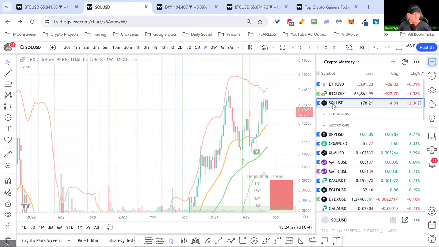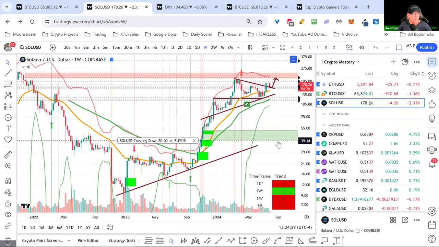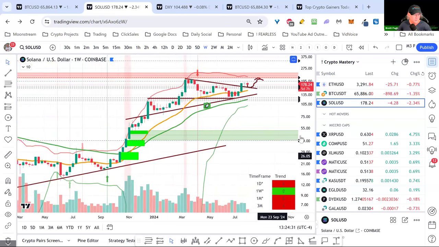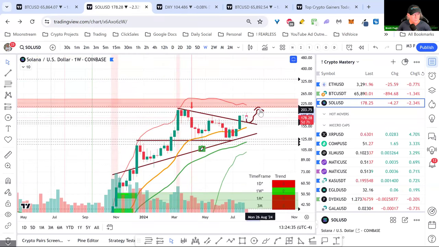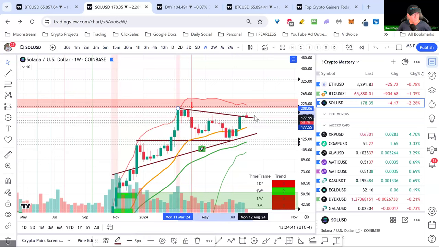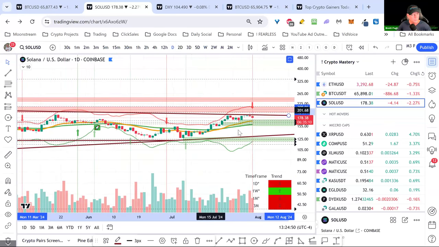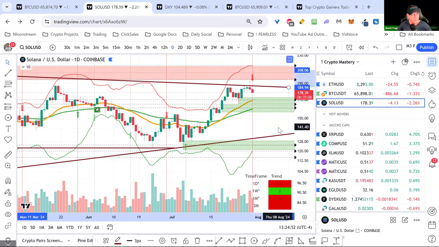Let's take a look at Sol. Here on Sol, I got a bunch of lines on this thing. Is that going to be too confusing? What in the world is that thing? Very sloppy arrow there. So what we have here is a lower high. It's a topping tail. I think Sol comes back down. This is on a weekly time frame. Okay, but the daily shows some buyers.